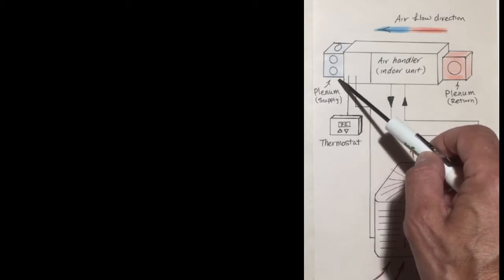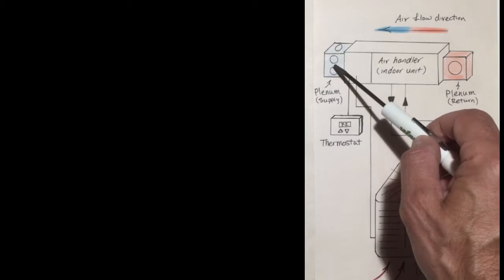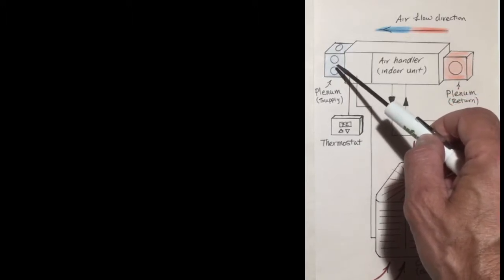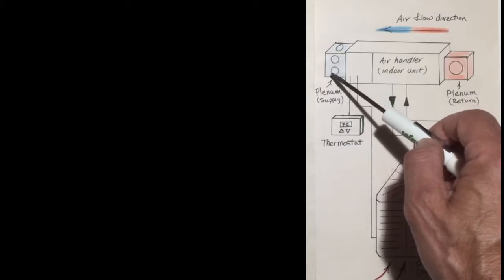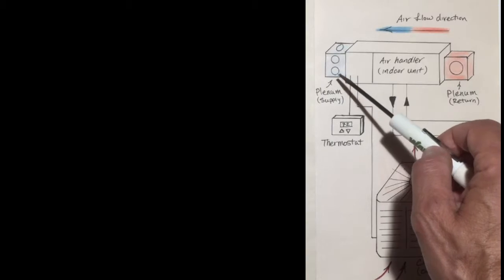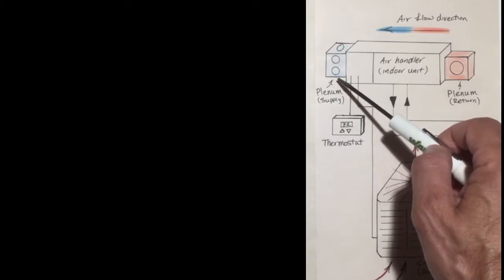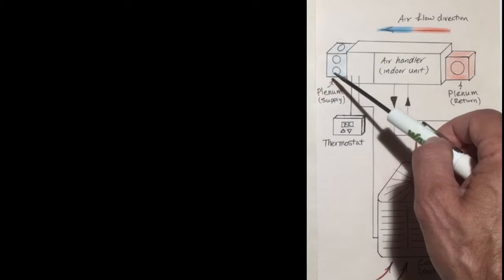the house through our supply plenum, which has a number of air ducts attached to it, that these air ducts will terminate in various rooms in the house. So you have an air duct perhaps in the kitchen, in the living room, in the bedroom, in the bathroom, and so on and so forth.